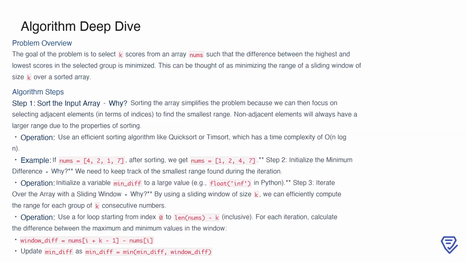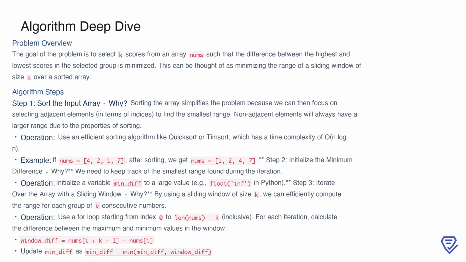problem. To tackle this problem, we aim to minimize the difference between the highest and lowest scores in a group of k elements selected from the array nums. This can be visualized as finding the minimum range of a sliding window of size k over a sorted version of the array. The first step is to sort the array.